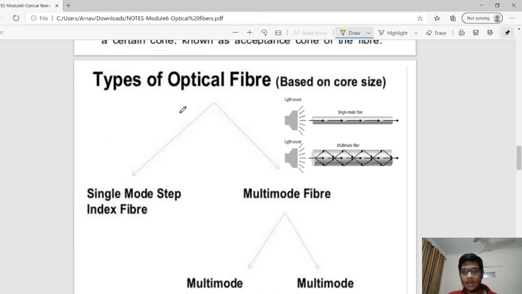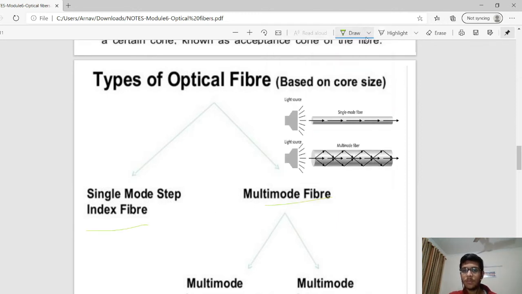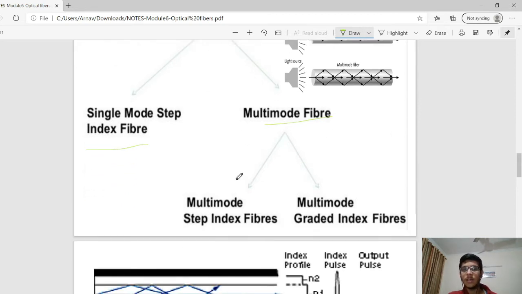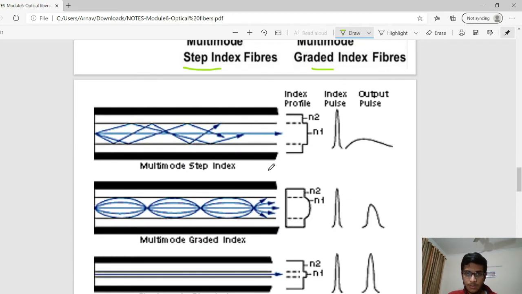Then coming to its types, basically it's of two types, which are single mode step index fiber and multi-mode fiber. And multi-mode fiber consists of multi-mode step index fibers and multi-mode graded index fibers. Moving on to their description.